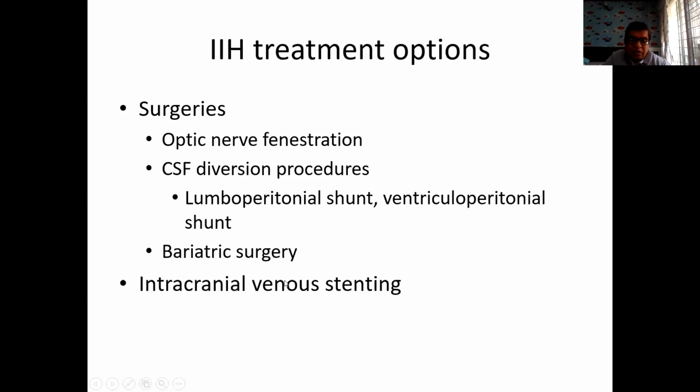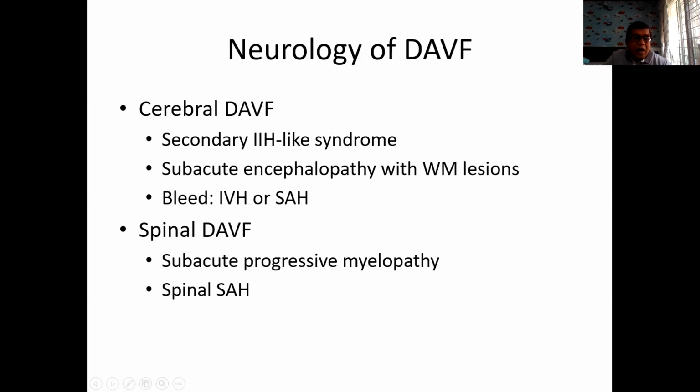And venous stenting is a controversial entity, and I don't want to go into the controversy of this. Talking about dural AV fistula, again, it's a common condition, and especially with the MRI techniques, we are able to diagnose it more often.